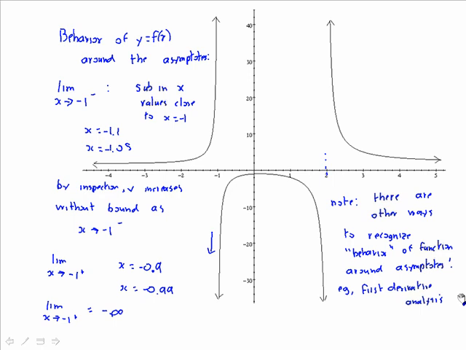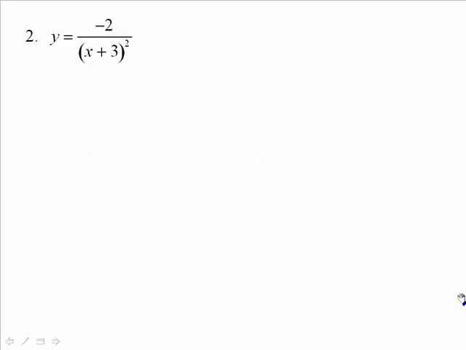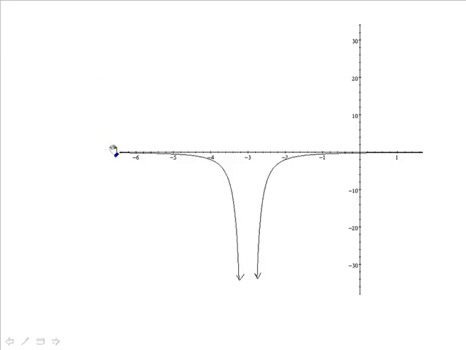Now let's do one more. And on this one, we can also come up with some conclusions about the behavior of the function just based on the function itself. So not a difficult one particularly, negative 2 over x plus 3 squared. And I think most people are pretty comfortable. Set that denominator to 0. X plus 3 squared is 0. So x plus 3, take the square root of both sides, is equal to 0. So x equal negative 3 should be a vertical asymptote. And in fact it is.